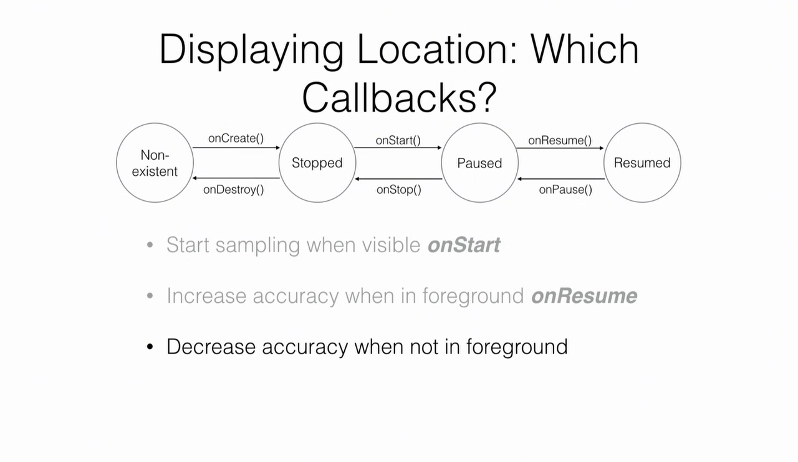So the user can see it, so I still want to sample, but maybe I'll slow down the sampling or I'll use a less battery costly means to get the location. When would I do that work? On pause, right? Because that's moving me into the pause state where I'm visible but not in the foreground.